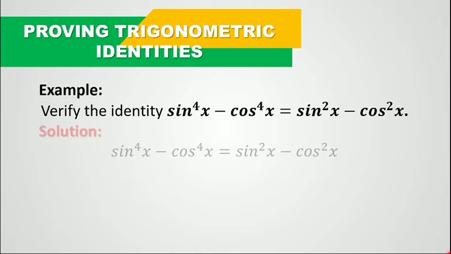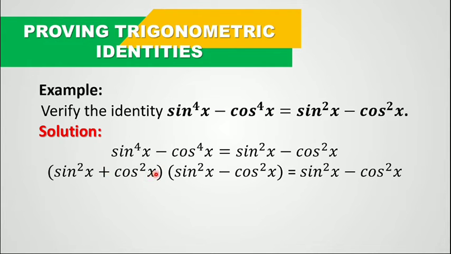Now, solution. Sin to the power of 4 x minus cos to the power of 4 x equals sin squared x minus cos squared x. We can factor this trigonometric expression. Remember the special products: this can be rewritten as the difference of squares. So this becomes sin squared x plus cos squared x times sin squared x minus cos squared x.